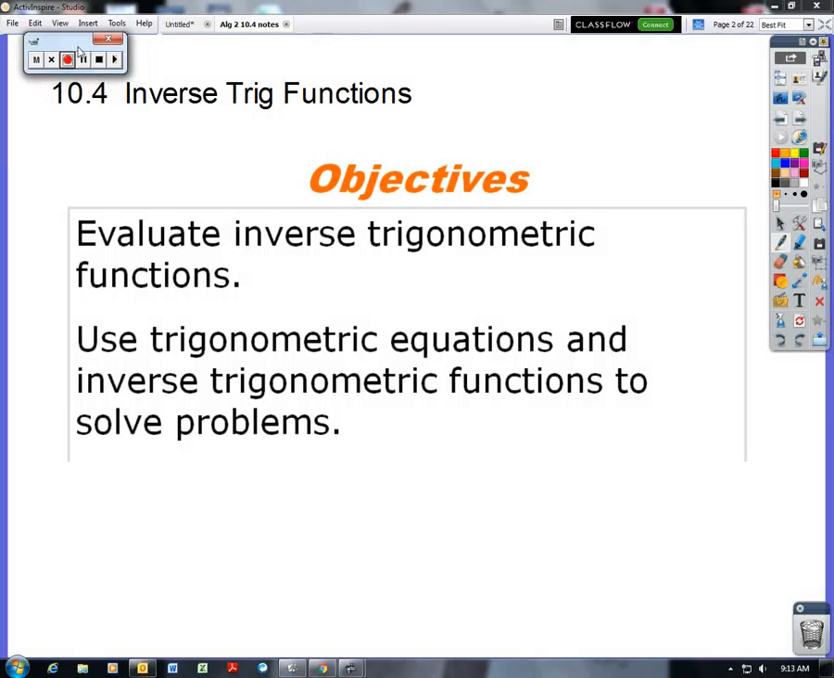So this lesson is section 10.4 on inverse trig functions, not to be confused with reciprocal trig functions. We will be evaluating inverse trig functions and actually using them to solve some triangles as well.